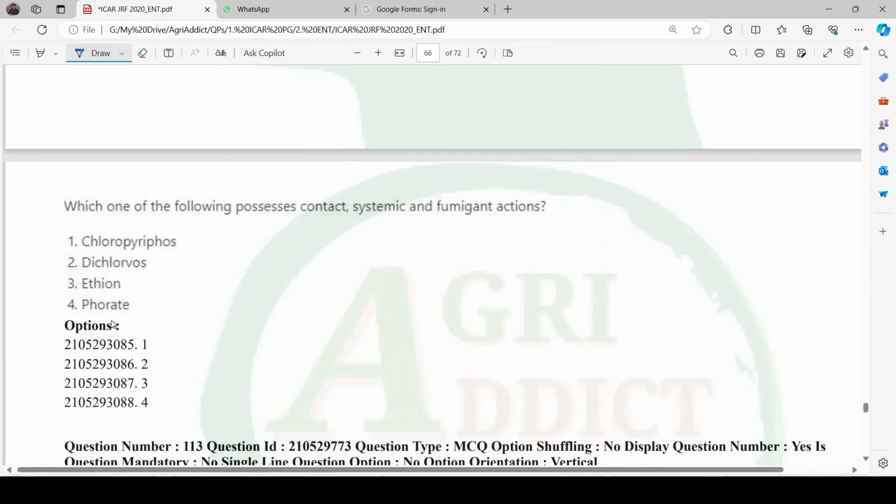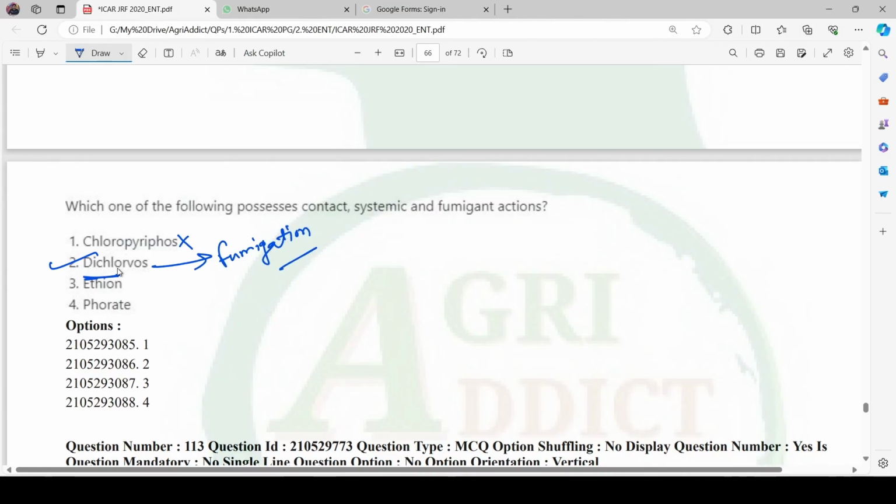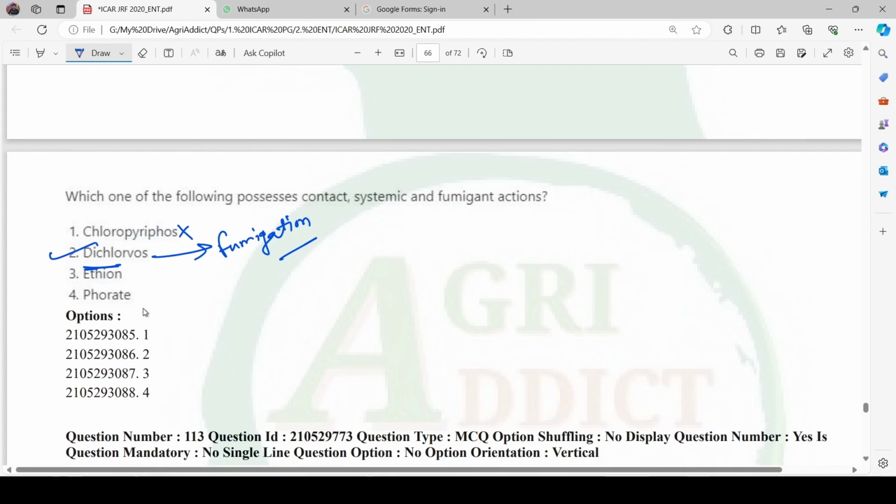Which one of the following possesses both contact, systemic and fumigant action? So again, wrong answer in the official answer key. In the official answer key, it was given chlorpyrifos. That is not it, it is dichlorvos. It has the contact, systemic as well as fumigant action. Dichlorvos or Nuvan, so it is the correct answer. Don't follow the answer key for this question.